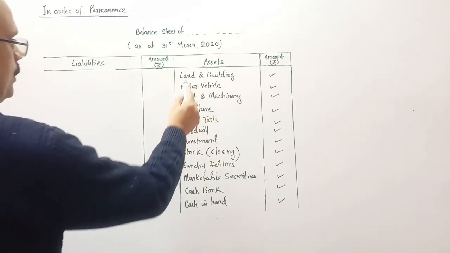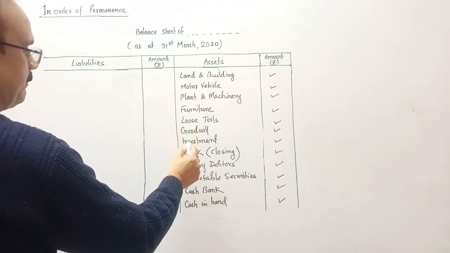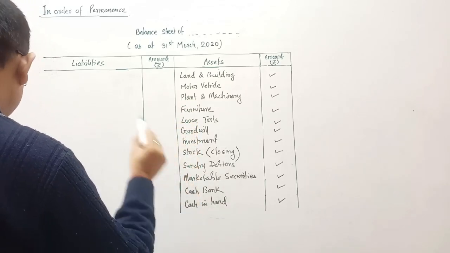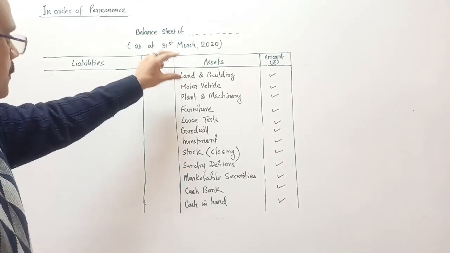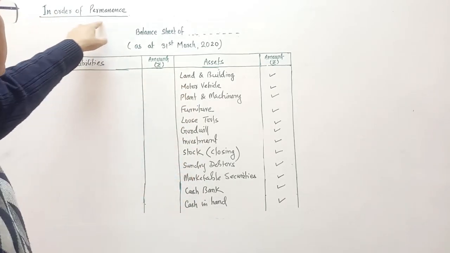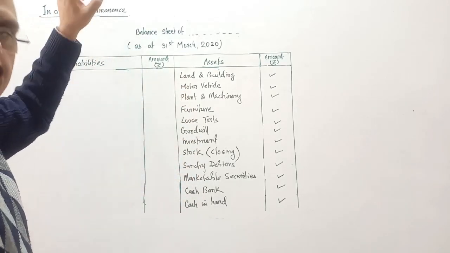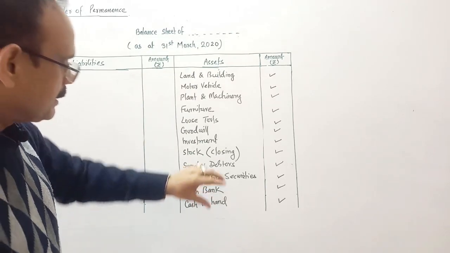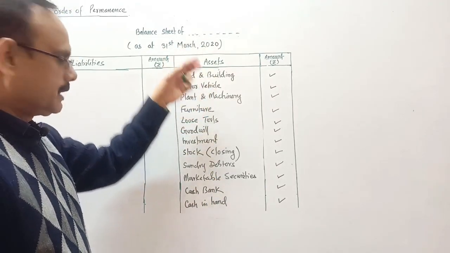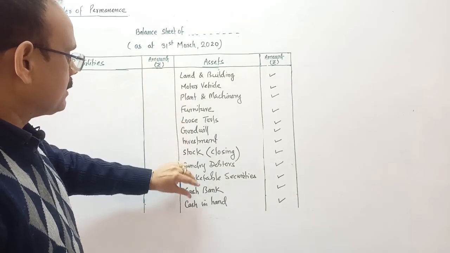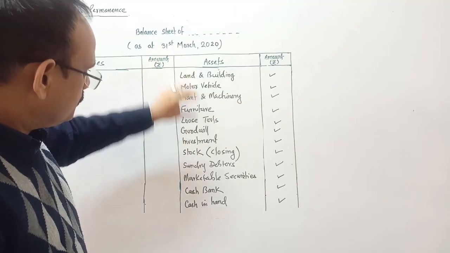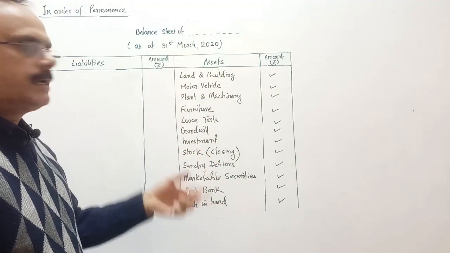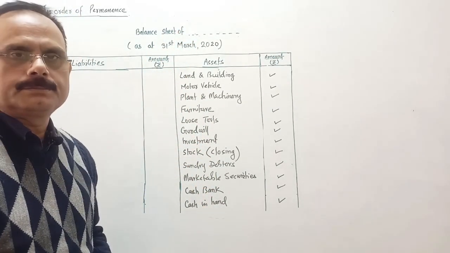Okay. 1, 2, 3, 4, 5, 6, 7, 8, 9, 10, 11, 12. Total 12 items are here. So in this way we will prepare the balance sheet. We will reflect this one if it is in order of permanence. And if it is in the order of liquidity, then this will be just reverse. Cash in hand will be at the bottom, cash at bank thereafter, marketable securities, sundry debtors, stock, means just reverse, and this will be at the bottom. Okay.